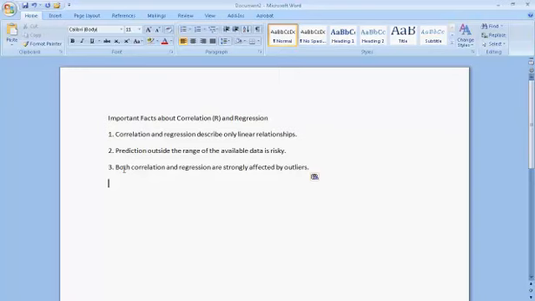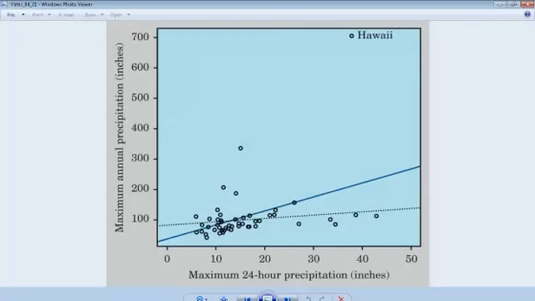The third important fact about correlation and regression is that both of them are strongly affected by outliers. To illustrate that, we'll look at an example of a scatter plot of the maximum 24-hour precipitation in inches for all 50 states versus the maximum annual precipitation in inches for those states. What you can see when you're looking at this scatter plot is that Hawaii, way up here, is a major outlier. It's nowhere close to these other dots, nor is it anywhere close to the general pattern.